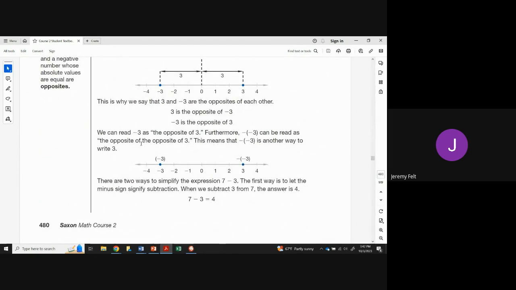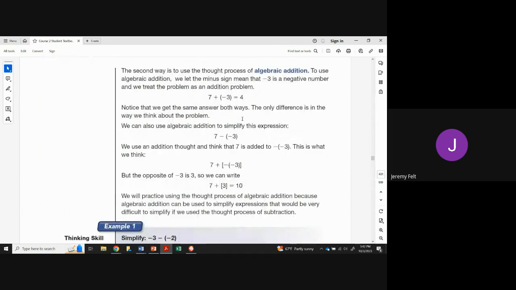Understanding those opposites can help us because if we have 7 minus 3, we know that equals 4. We don't need to draw out a number line or even use a calculator. We can come up with that pretty simply. But with algebraic addition, we can also write this as 7 plus -3, which equals 4.